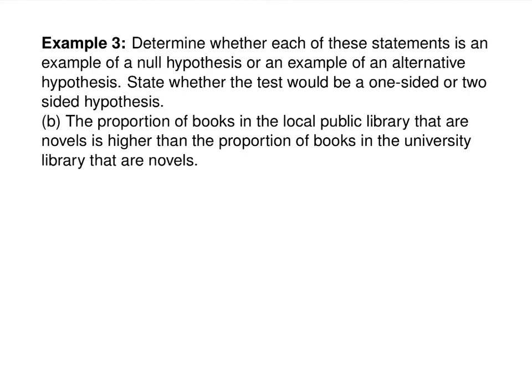The proportion of books in the local public library that are novels is higher than the proportion of books in the university library. Well, this suggests that something's going on. Proportion in the public library that are novels is bigger than the proportion in the university libraries that are novels. This is an example of an alternative hypothesis. And because we specified that the proportion in the public library was higher than in the university library, this is a one-sided test.